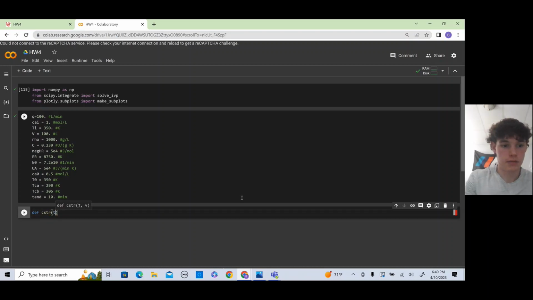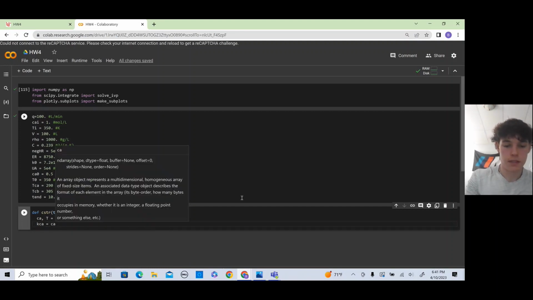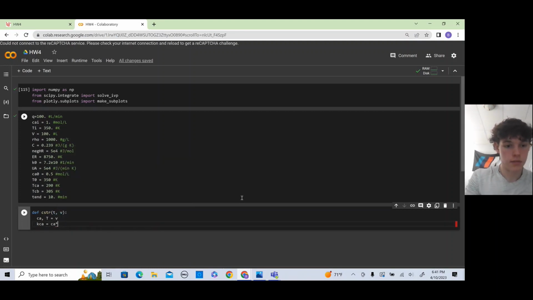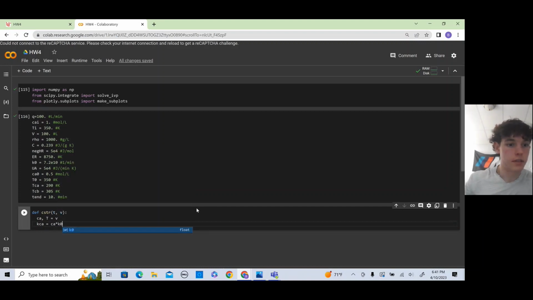So to start off, we'll find our function here, CSTR as a function of time, V, and V will have to be unpacked into our concentration of A and our temperature, which will be equal to V. And to get our K, we'll need our concentration times our initial reaction constant.